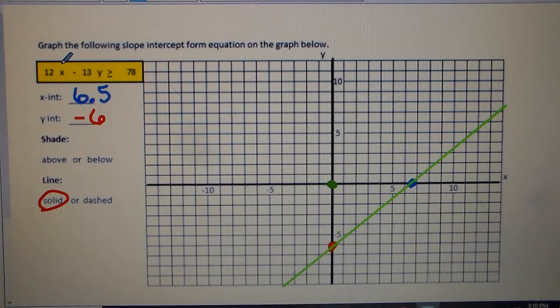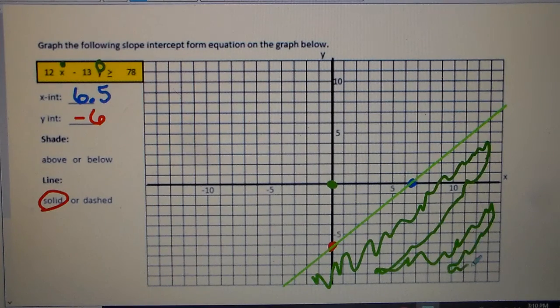So if I put a 0 in for x, and I put a 0 in for y, 12 times 0 is 0, minus 13 times 0 is 0. Is 0 greater than or equal to 78? No, that's not true. Since this is not a true point, that means the other side of the line that we drew is where all the true answers are.